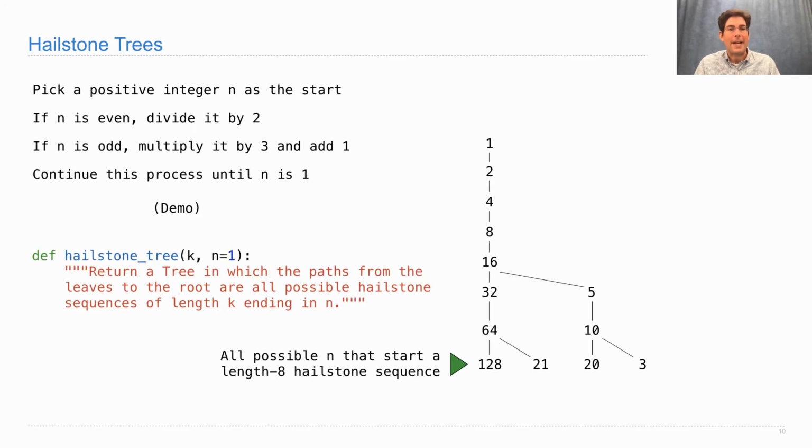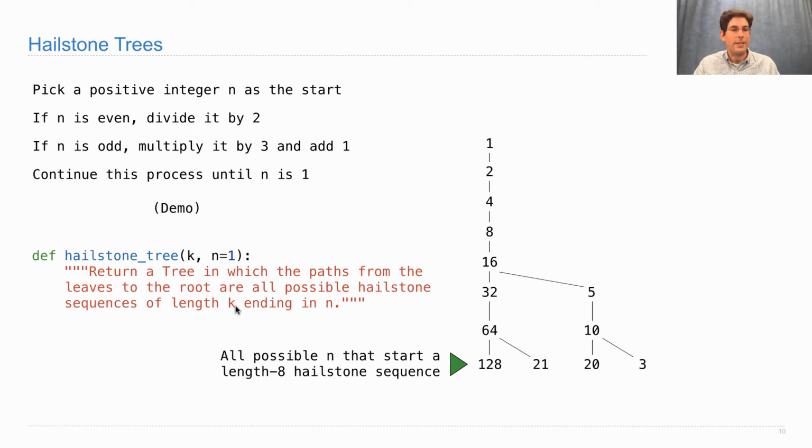So we're going to define the function hailstone tree, which returns a tree represented using the tree class, which contains all of these label values. So return a tree in which the paths from the leaves to their root are all possible hailstone sequences of length k ending in n.